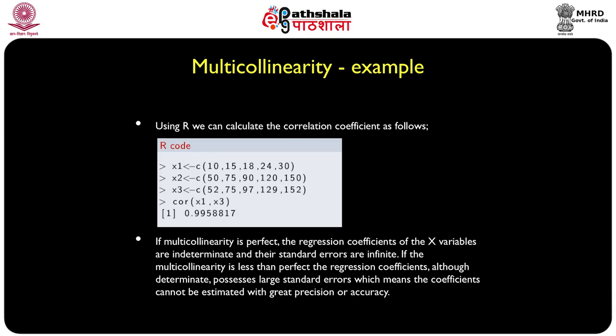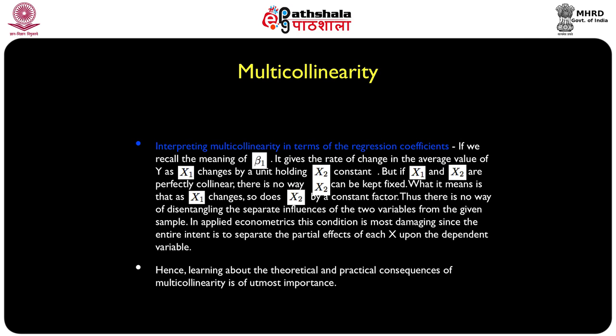If multicollinearity is perfect, the regression coefficients of the x variables are indeterminate and their standard errors are infinite. If the multicollinearity is less than perfect, in other words, if there is partial multicollinearity, the standard errors corresponding to the estimates of the regression coefficient are large, which means the coefficient cannot be estimated with great precision or accuracy. Now, interpreting multicollinearity in terms of the regression coefficients.